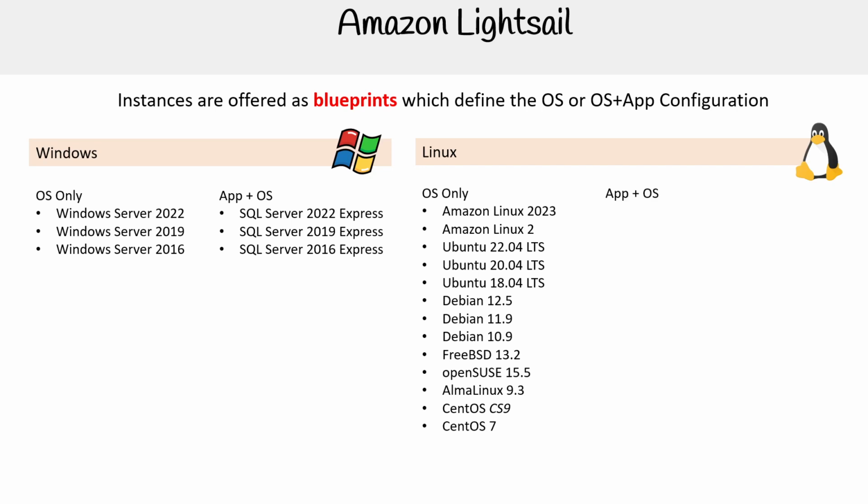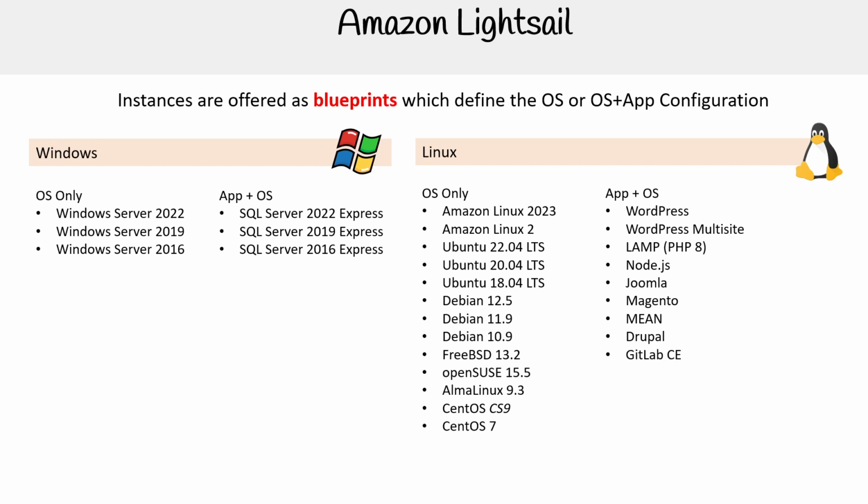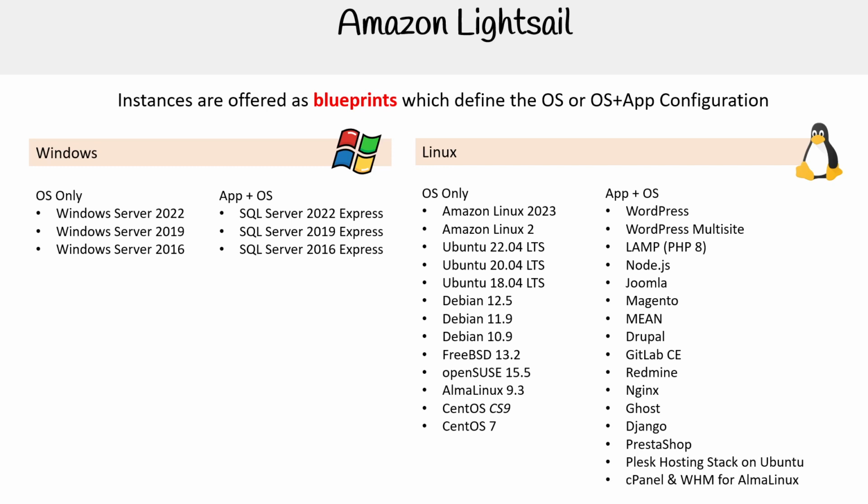I forget what the CS stands for, but it's like Community Edition or something. CentOS 7. For apps, it doesn't say what OS it's using. I assume it's Ubuntu for all of them. But we got WordPress, WordPress multi-site, LAMP with PHP 8, Node.js, Joomla, Magento, MEAN. That's the MEAN stack, if you're wondering what that stands for. Mongo, something, something. Drupal, GitLab Community Edition. So I'm assuming that's like self-hosted Git repos. Redmine, Nginx, Ghost, Django, and PrestaShop, and Plesk hosting stack on Ubuntu, and cPanel and WHM for Alma Linux. So we got a lot of stuff there.